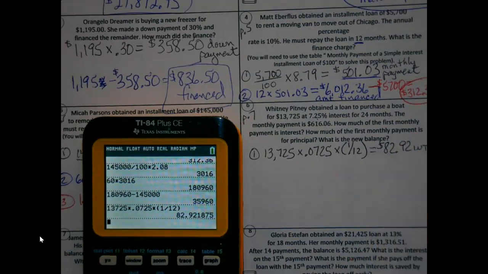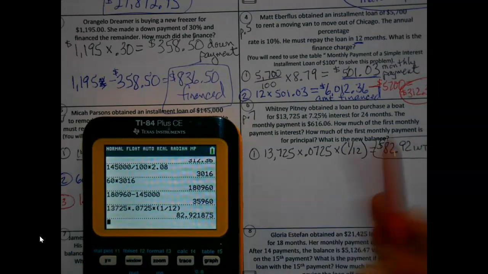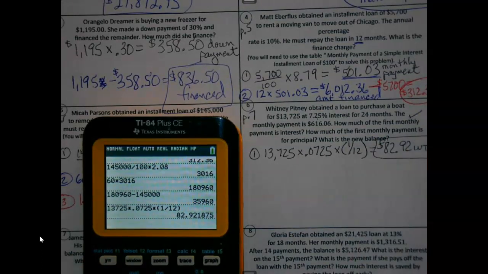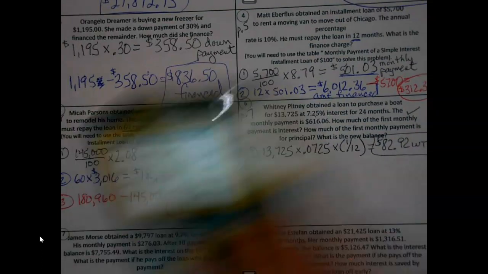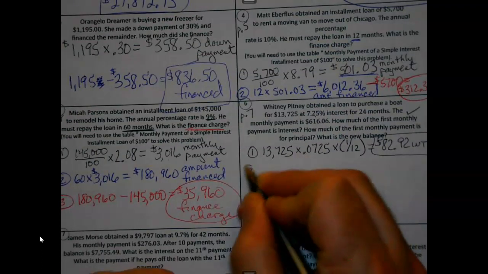So I'm going to pay $82.92 the first month in interest. So there's the first question. I'm done. How much of the first monthly payment is for principal?